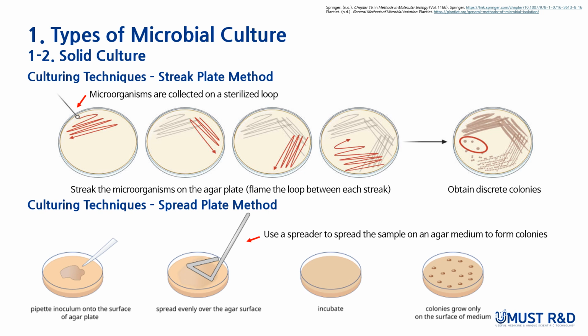In the spreading method, a microbial sample is evenly spread across the agar surface. A prepared sample is pipetted onto the agar plate. Using a sterilized spreader, the sample is then evenly distributed across the surface by moving the spreader back and forth. This process ensures uniform distribution of the sample, allowing for optimal microbial growth.